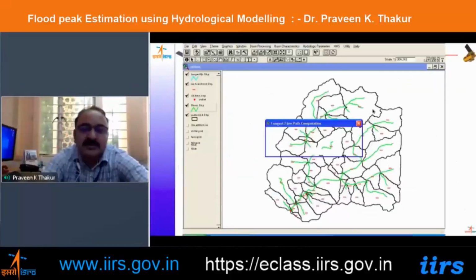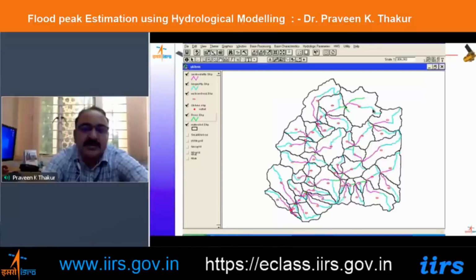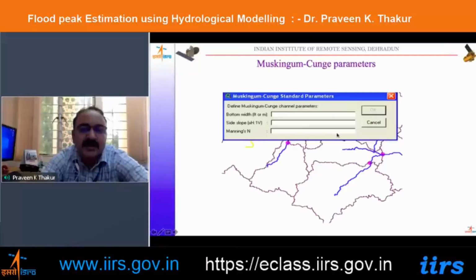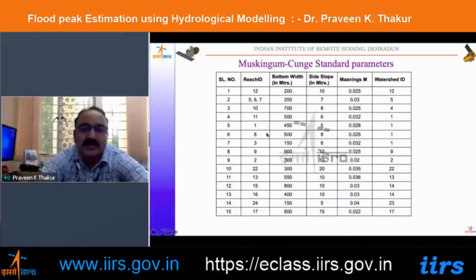So once you have done this, then if you are doing the routing using the Muskingum-Cunge method, it will ask you for the bottom width, side slope, and Manning's n also, which you can get with the help of satellite data and digital elevation model for each sub-watershed. So these are some of the reach bottom widths for each of these sub-watersheds.